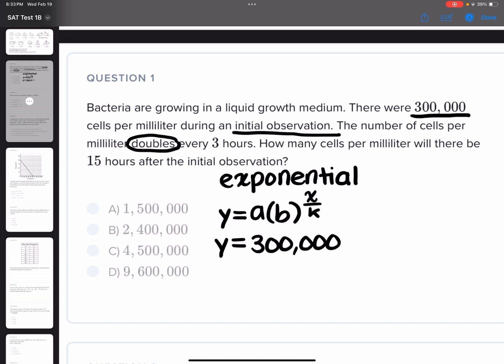This may be a refresher for your Algebra 1 knowledge. This is something that you guys should have definitely covered by now. All right, so y equals 300,000 times our b value, which is the rate at which it's increasing by some interval of time. And, well, I've already circled it. It doubles. So our value here would be 2. And x over k.